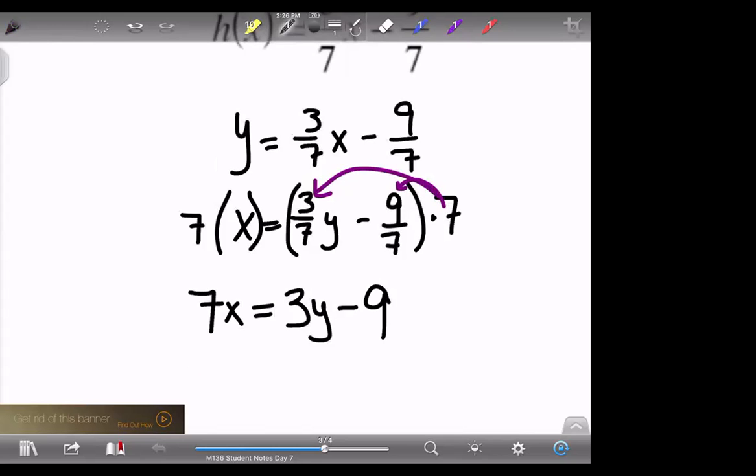Now this looks a lot easier to solve for y. So take a moment and go ahead and finish solving this one for y and write your answer in inverse notation.